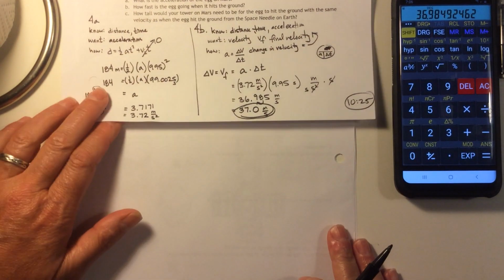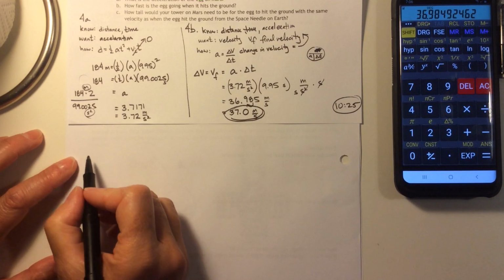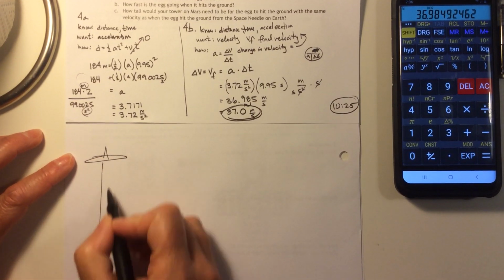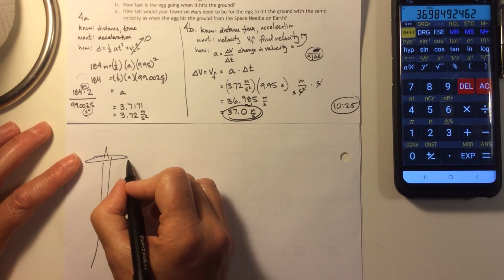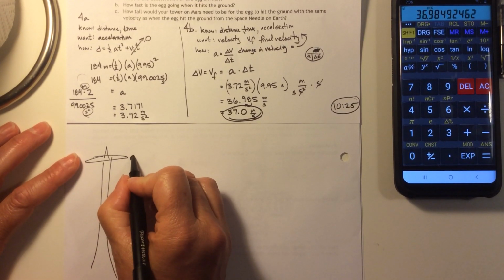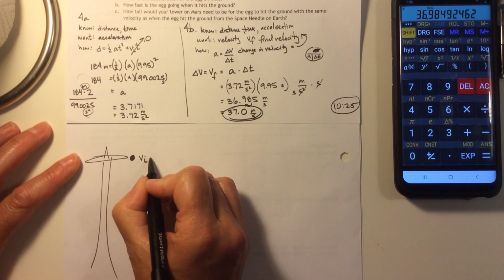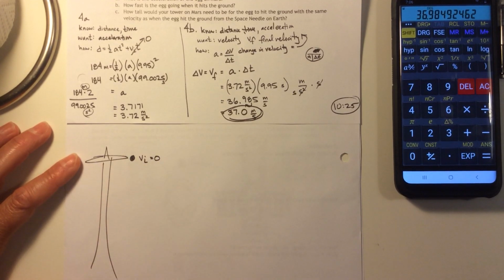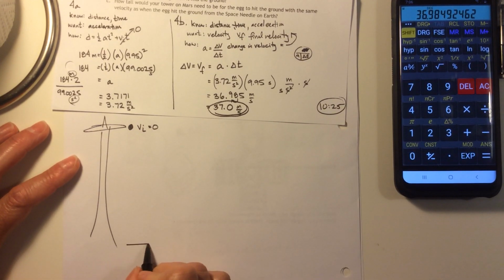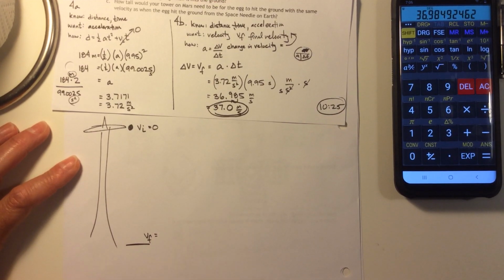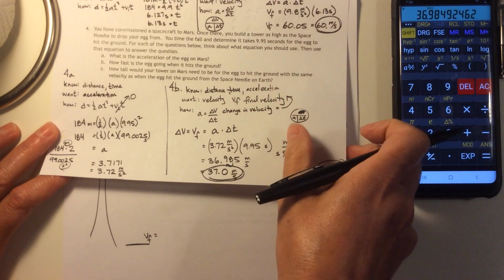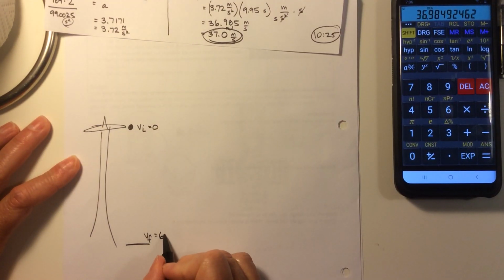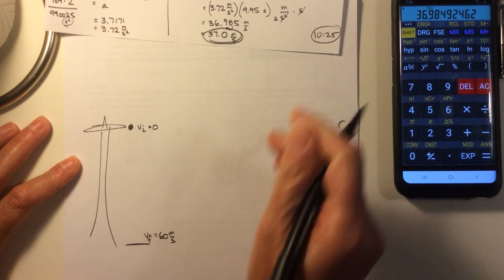Okay. So here's our situation. It's always nice to draw a picture. There's the Space Needle. I know that when my egg starts here at the top, I know that its initial velocity is 0. And then when it hits the ground, I want the final velocity to be whatever it was when it was on Earth. So here it is, 60 meters per second. All right, so I want it to be 60 meters per second.